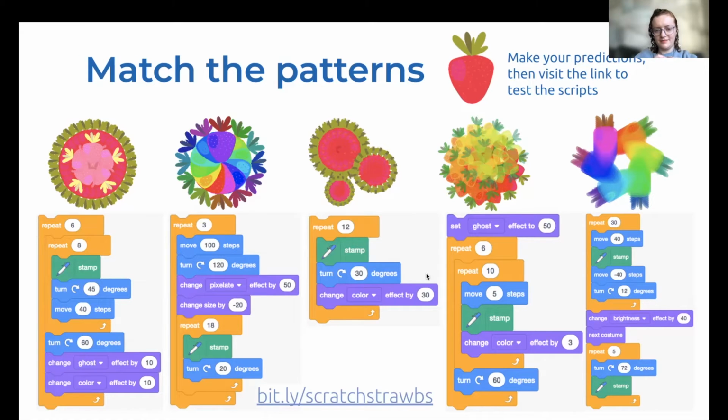So yeah, okay. Does anyone want to suggest which one? Program number 3, which says repeat 12, stamp, turn 30 degrees and then change color by 30. Would anyone like to suggest the second one? It is the second one, yeah.